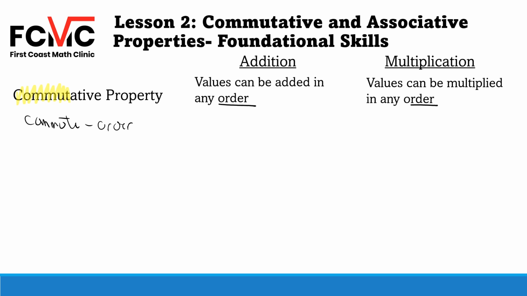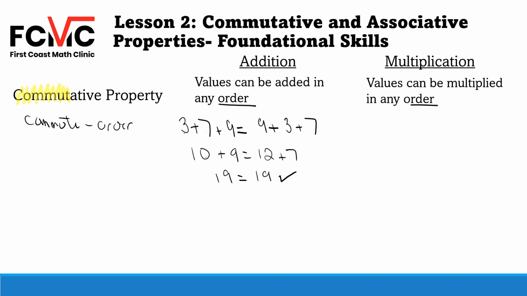So an example for commutative property of addition could be something like maybe 3 plus 7 plus 9 equals 9 plus 3 plus 7. So our order changed here. 3 plus 7, let's go left to right, is 10 plus 9. 10 plus 9 is 19. And then left to right, 9 plus 3, which is 12, plus 7 is 19. Again, the left side and the right side are equal to each other, so our answer checks, right? Our values can be added in any order.